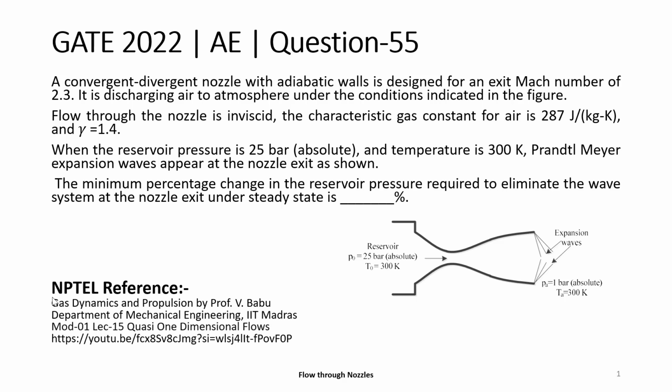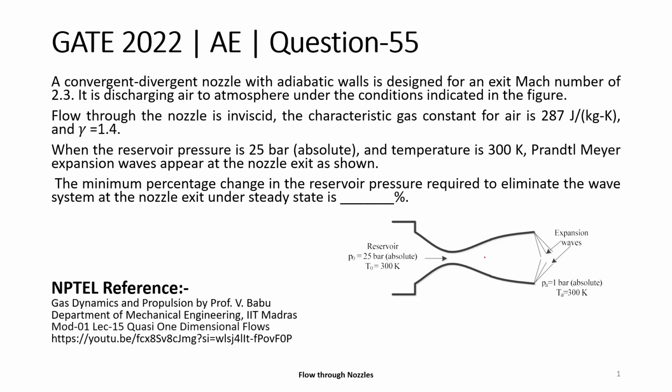Hi everyone, we will solve GATE 2022 Aerospace Engineering question number 55. A convergent divergent nozzle with adiabatic valve is designed for an exit Mach number of 2.3. It is discharging air to atmosphere under the condition indicated in the figure. This is the nozzle which is given.